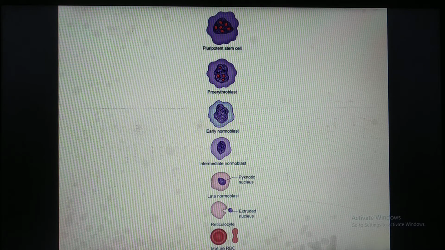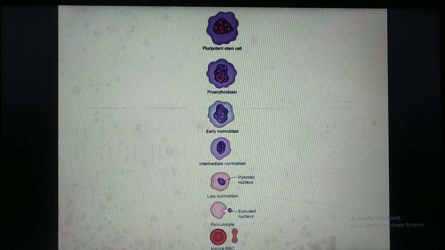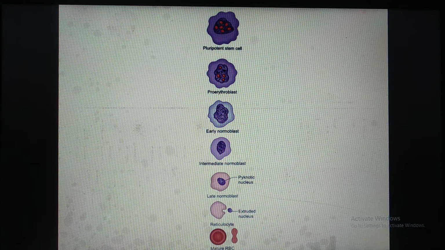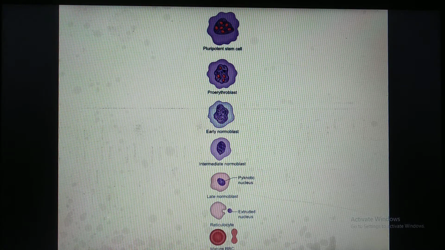First, bone marrow produces pluripotent stem cells, also called HSC, hematopoietic stem cells. It produces the proerythroblast stage, next stage early normoblast, continuing to the stages intermediate normoblast, late normoblast, reticulocyte and matured RBC.